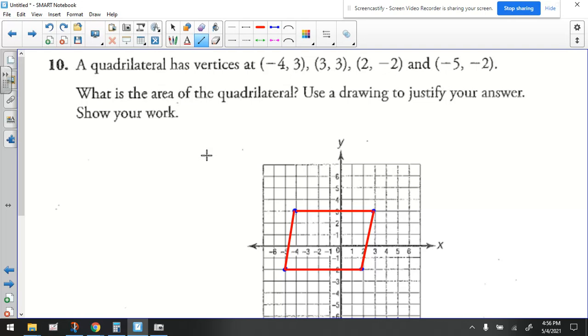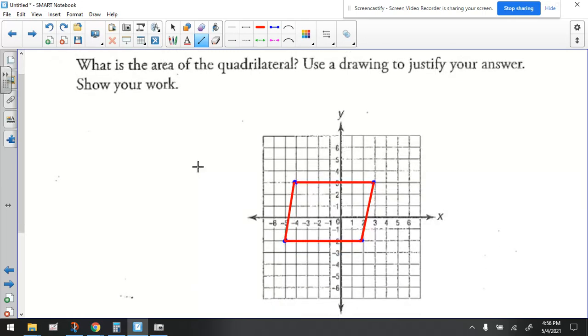All right, so do you see that it's a parallelogram? It's a parallelogram. So that means that we need to figure out the base and the height of this thing. Let's write down the formula for a parallelogram, which is area equals base times height.